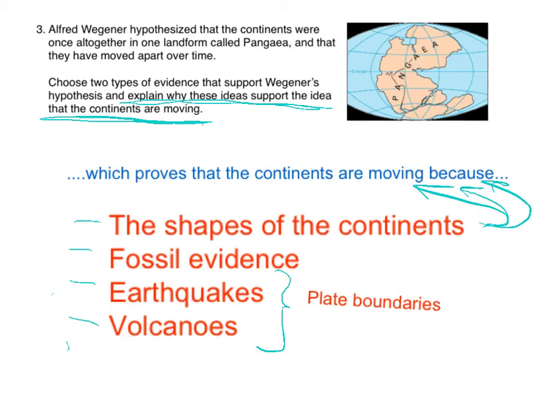So you needed to connect it back, though. You needed to say earthquakes and volcanoes form at plate boundaries, which proves that the continents are moving because we wouldn't have earthquakes and volcanoes if the continents were staying still. It's only because they're moving that these even happen. All right, so the key was to bring it back to what the question was asking. And a lot of you guys are going to have to add something in to these answers to get full credit.